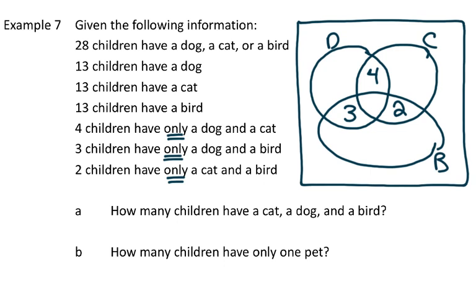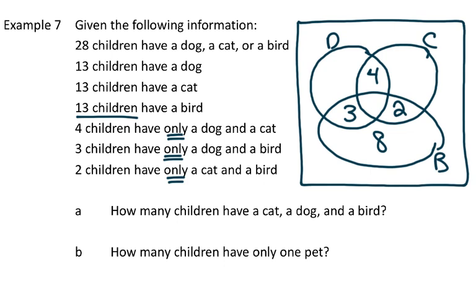The problem is we don't know how many children have a dog and a cat and a bird, that intersection in the middle. So we will possibly need to make some changes to this Venn diagram based off of the other information. We know 13 children have a bird. So the bird bubble needs to add up to 13, and what we have right now would be 13 minus 3 minus 2 would be 8 children. 8 children have a bird, just a bird.